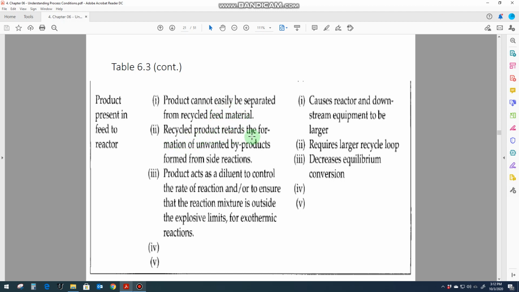Recycled products retard the formation of unwanted byproducts formed from side reactions. So it is one of the uses of the recycled product stream. So the unwanted byproducts can be reduced from the process.